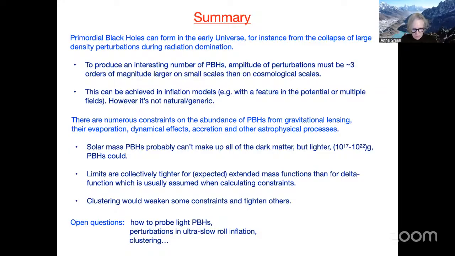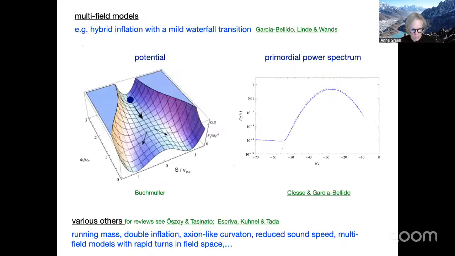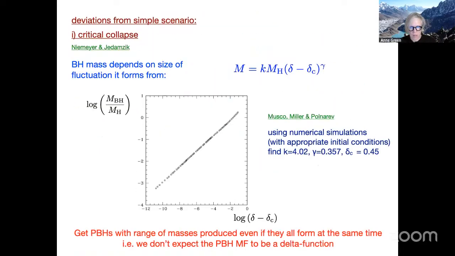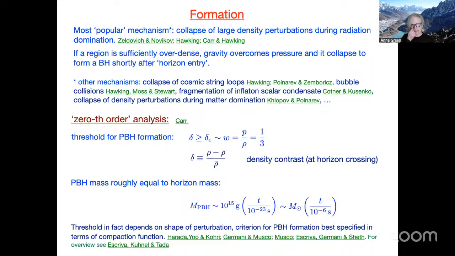Oh, yeah, good question. Off the top of my head, I don't have a number, but we can go back to the equation for the horizon mass. So 10^15 grams corresponds to 10^-23 seconds. So it's just a bit later than 10^-23 seconds. So it's really very early.